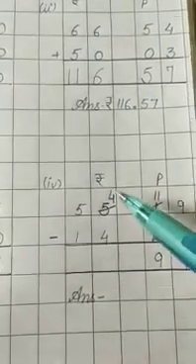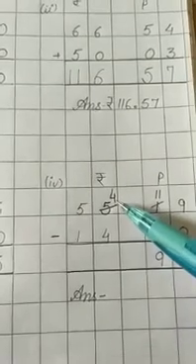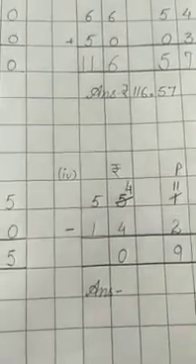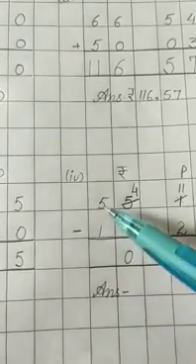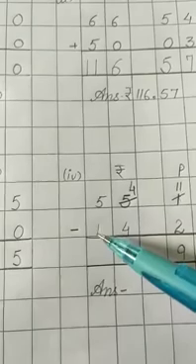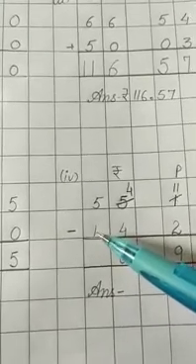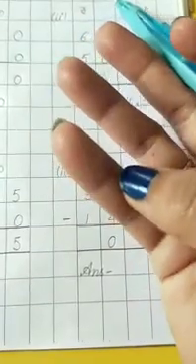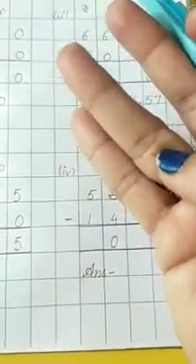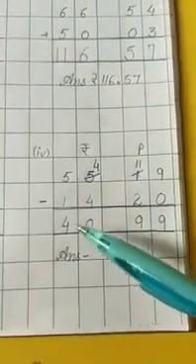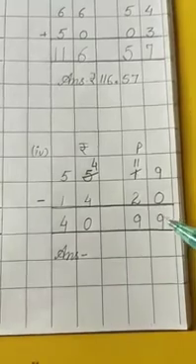Now you have to subtract 4 from 4. So 4 minus 4 is 0. And lastly we have to subtract 1 from 5. So 1 is in your mind, children. Start counting from the next number till 5. 2, 3, 4, 5. So we got the answer as 4. So let's write it. Now we got the answer as 40 rupees and 99 paise.